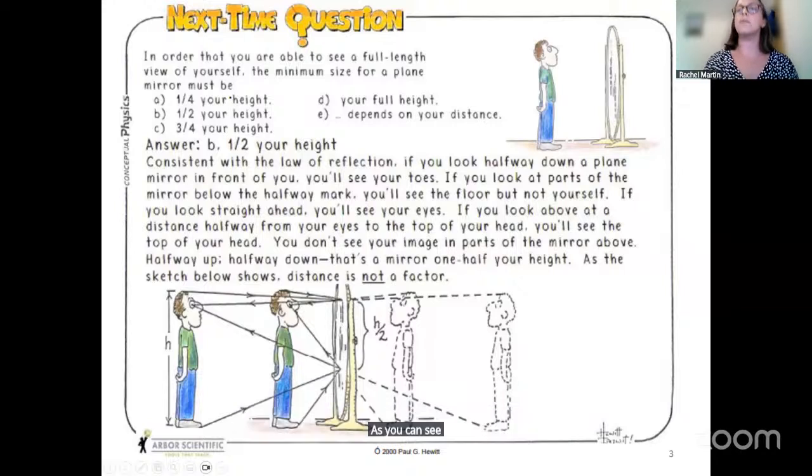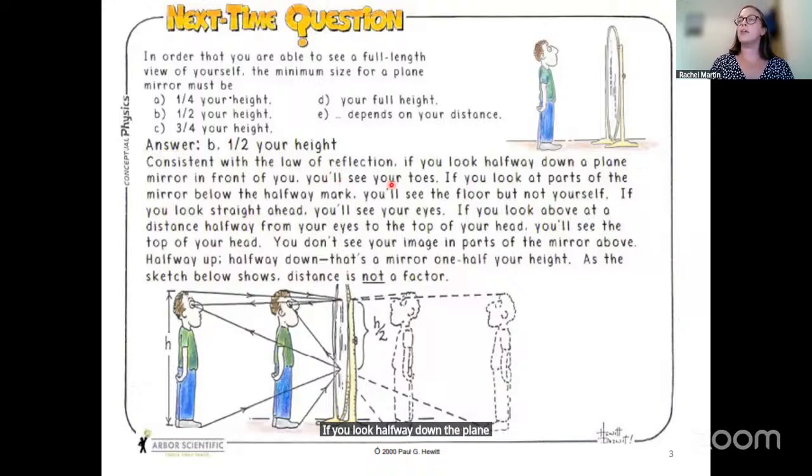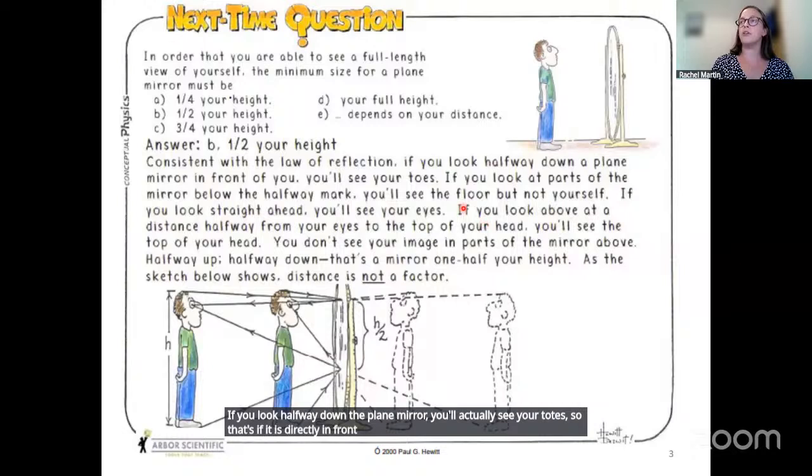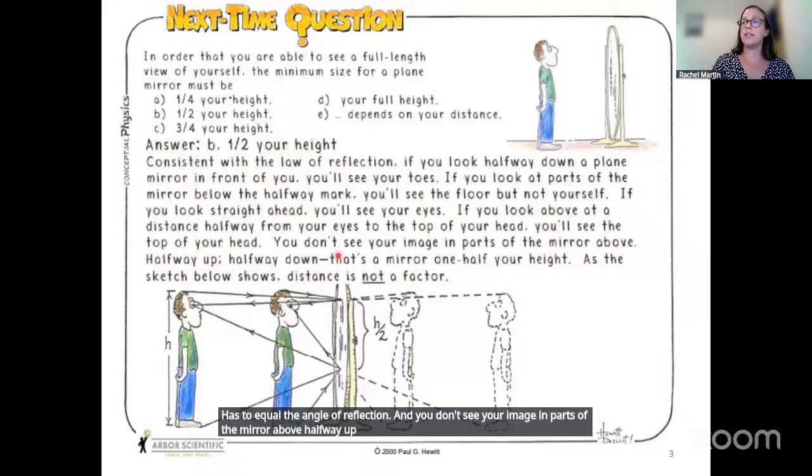As you can see in the explanation here, I'll just have my little laser pointer on for now. If you look halfway down the plane mirror, you'll actually see your toes. So that's if it is directly in front of you. And if you look at parts of the mirror below the halfway mark, you'll actually see the floor, but not yourself. And then if you look straight ahead, this bit seems most natural, you will see your eyes. And if you look at a distance halfway from your eyes to the top of your head, you'll see the top of your head. So that is using the law of reflection, the idea that the angle of incidence has to equal the angle of reflection. And you don't see your image in parts of the mirror above halfway up, and halfway down.